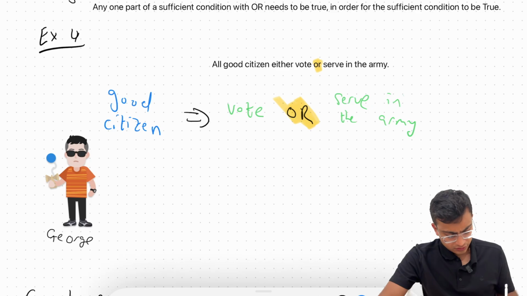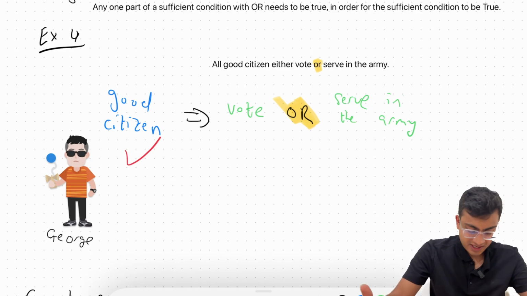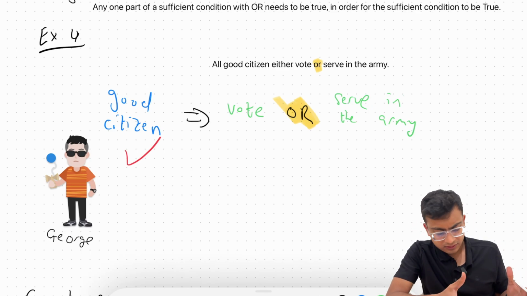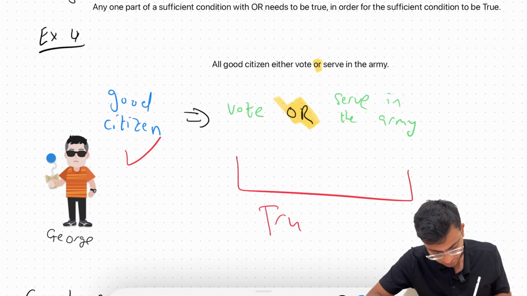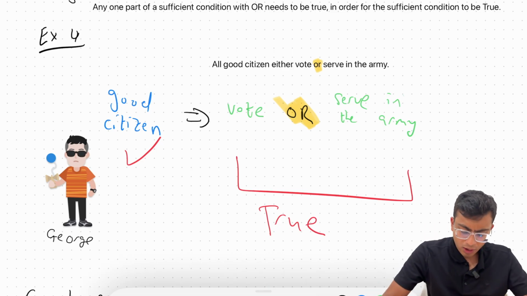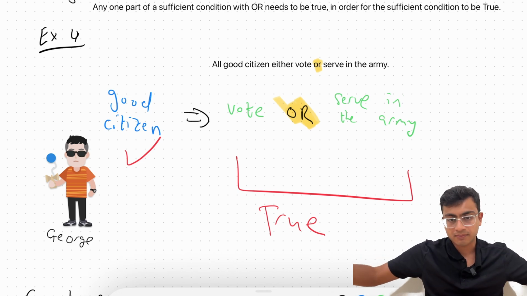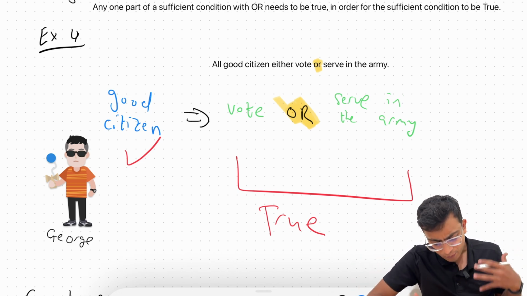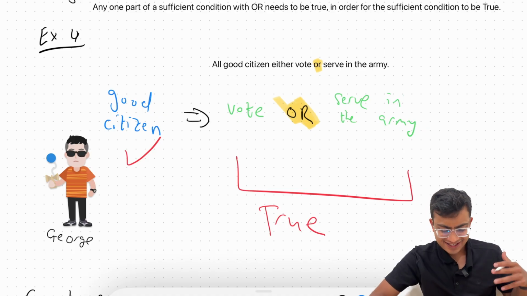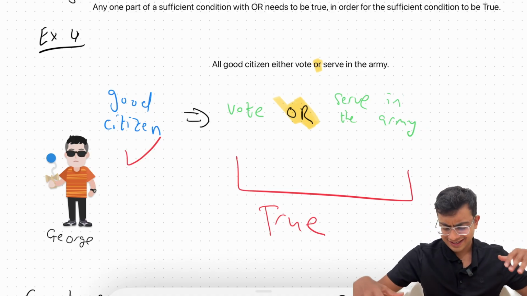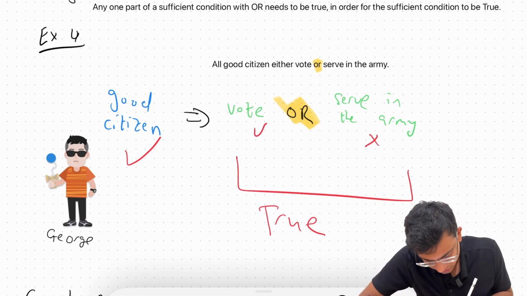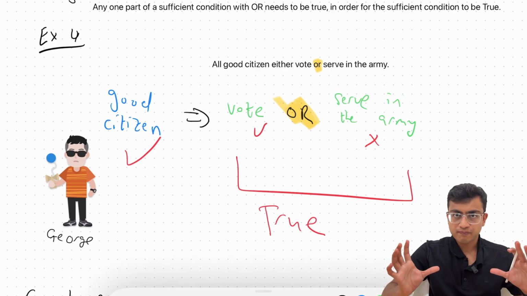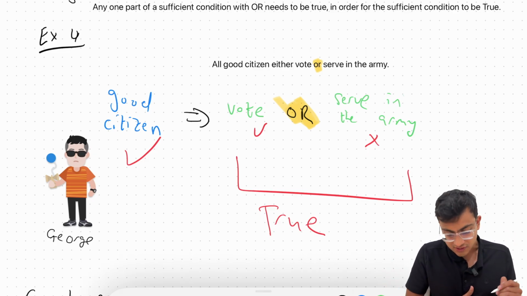Excellent. So George comes and tells you, "I am a good citizen." From this, you can conclude the sufficient condition is true, so the necessary condition is also true, so you know this part is true. But remember how any one part of an or statement must be true in order for the whole or statement to be true? In this case, there is no way for us to know whether George voted or George served in the army, right? Because he could have voted and not served in the army. The necessary condition is also true, and that's all we can conclude from George being a good citizen.